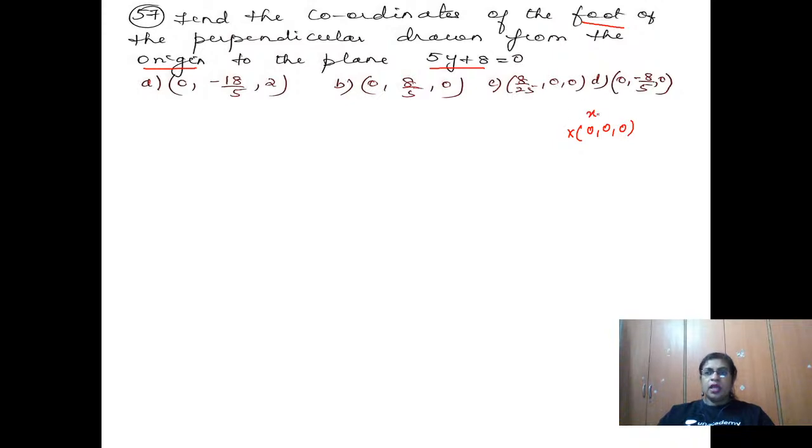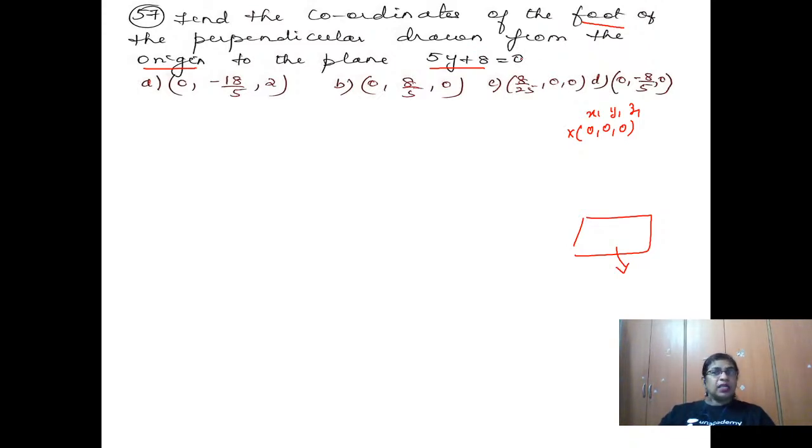This is your x1, y1 and z1, and there is a plane. Look at this plane equation, 5y plus 8. What is the standard form of a plane? ax plus by plus cz is equal to d. But if I shift this 8 to the other side, I will be getting minus 8.